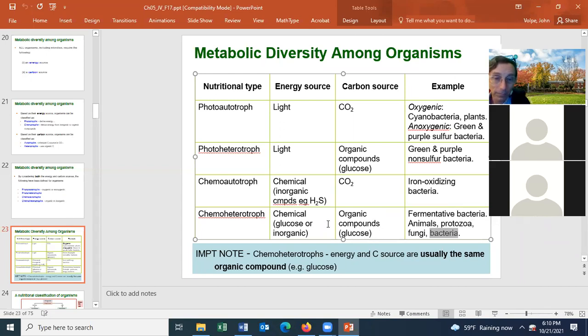Now the chemoautotrophs are chemosynthetic bacteria, which get their energy needs from an inorganic chemical compound, and they get their carbon needs from CO2. So you'll notice that the chemosynthetic bacteria, some of them are chemoautotrophs and some are chemoheterotrophs.